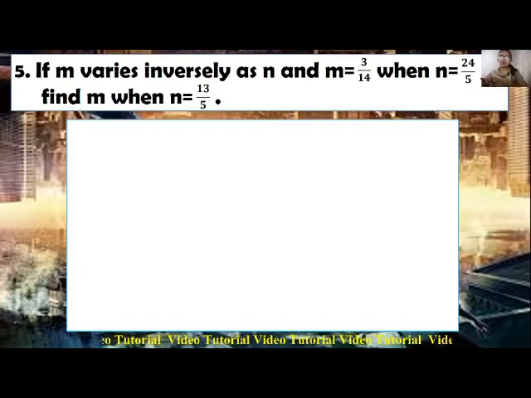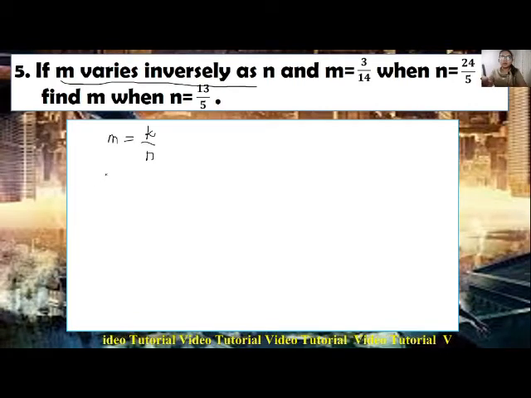So now we are done with our last example. So if m varies inversely as n, and m equals 3 over 14 when n equals 24 over 5, find m when n equals 13 over 5. So as you can see, we have here fractions as given. Translate m varies inversely as n, so that will be m equals k over n. List down all the given values.